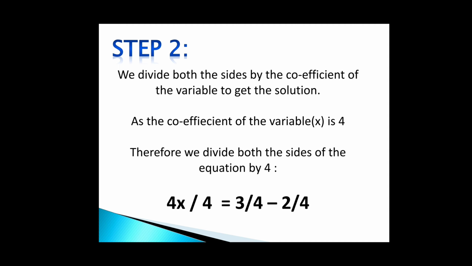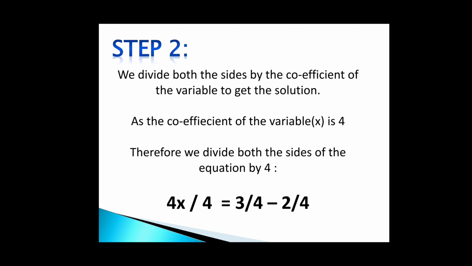Now, what is the second step? In the previous step, it showed me that 4x is equal to 3 minus 2. Now what is the coefficient of x? The coefficient of x is 4, correct? Coefficient means the number that is before the variable. So I will divide by the coefficient of x on my LHS and my RHS. Therefore 4x divided by 4 is equal to 3 by 4 minus 2 by 4.